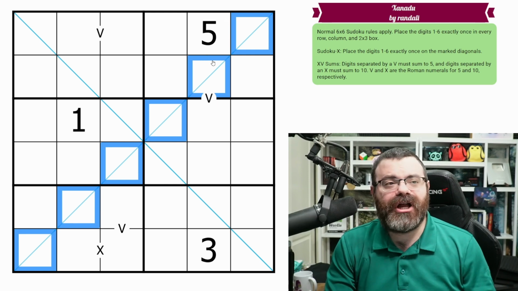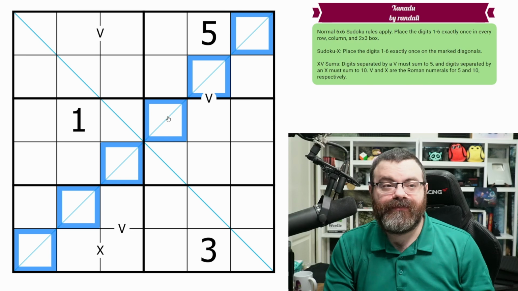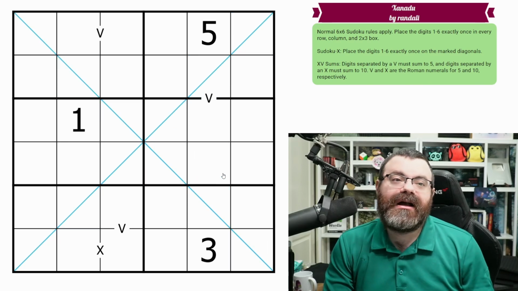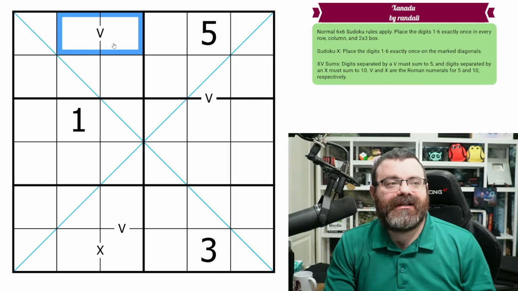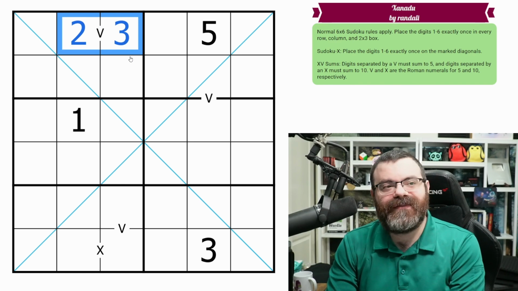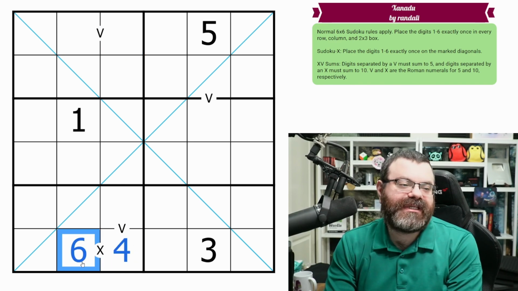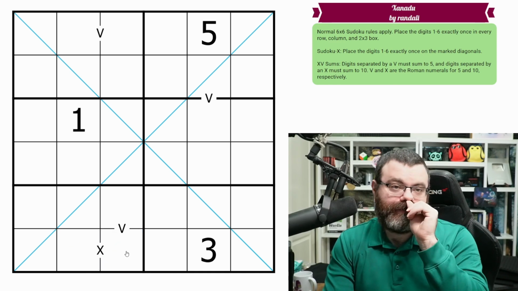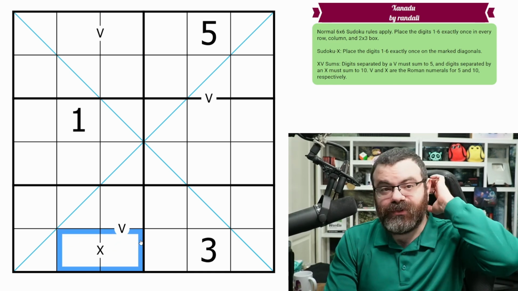They act just like a row, column, or box, where we also need 1 through 6 once each on these diagonals, the marked ones. In addition to that, we do have V's and X's in the grid. V's, digits separated by V must sum to 5. So for example, we could do 2, 3. 2 plus 3 is 5. That would work. Digits separated by an X sum to 10. So we could do, for example, 4, 6, like that. This is because V is the Roman numeral for 5 and X is the Roman numeral for 10.